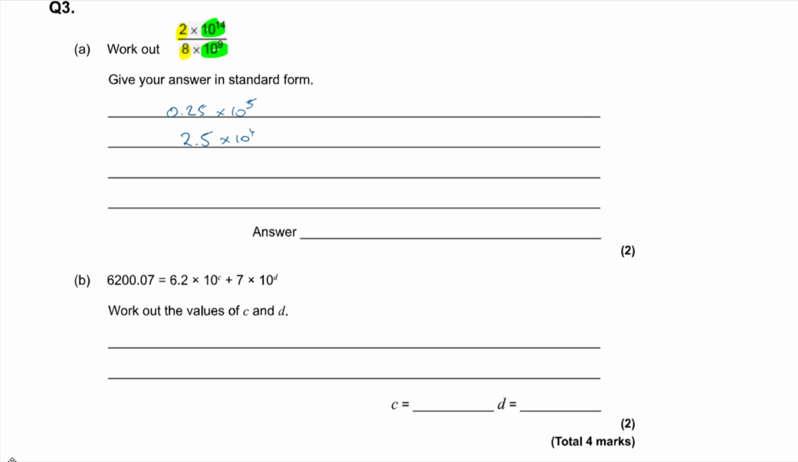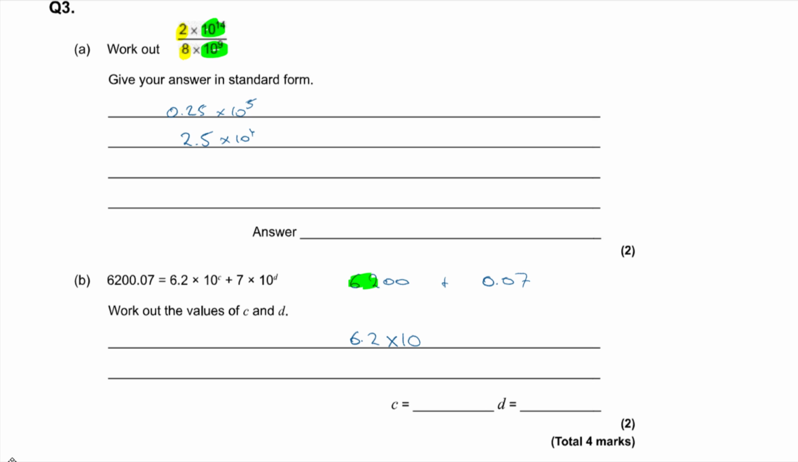And then part B says 6200.07 is equal to 6.2 times 10 to the C plus 7 times 10 to the D. Okay, well, I suppose we could say that 6200.07 is 6200 plus 0.07 then, isn't it? Okay, so writing those two numbers in standard form, 6200, take the digit part, the 6 and the 2, write it as a mantissa, 6.2, and that's going to be multiplied by an appropriate power of 10, isn't it?